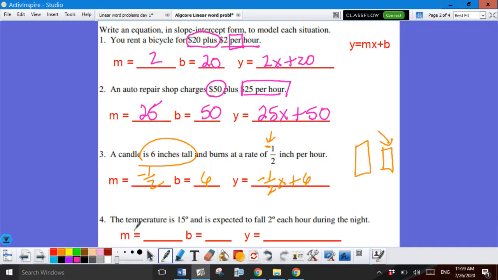And the last one, the temperature is 15 degrees and expected to fall. That means that is negative. Each hour, there's that magic word: per, each, every. So my negative 2 and my 15, y equals negative 2x plus 15.